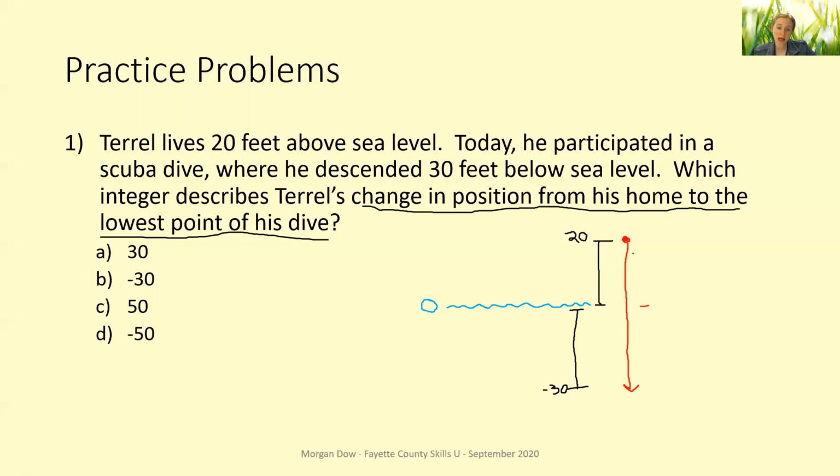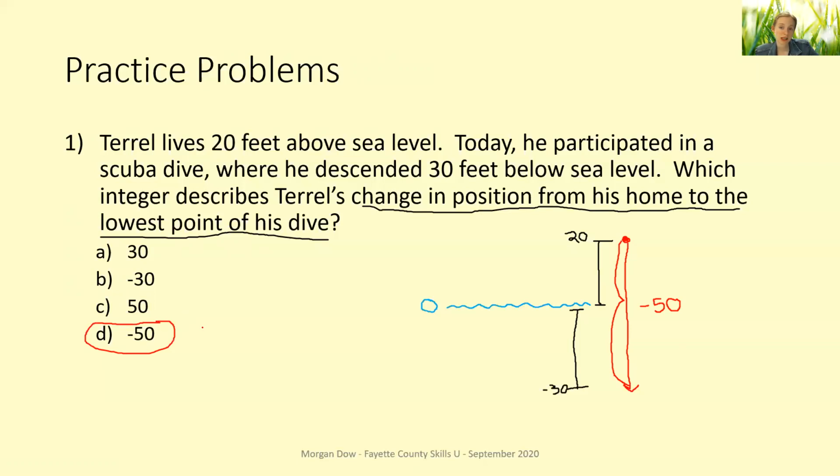And how much did he go down? Well, going from 20 to 0 is a change of 20. And then we're going down another 30 overall in total. That is a change of 50, a change of negative 50 because we're traveling down. So the correct answer choice here would be negative 50.